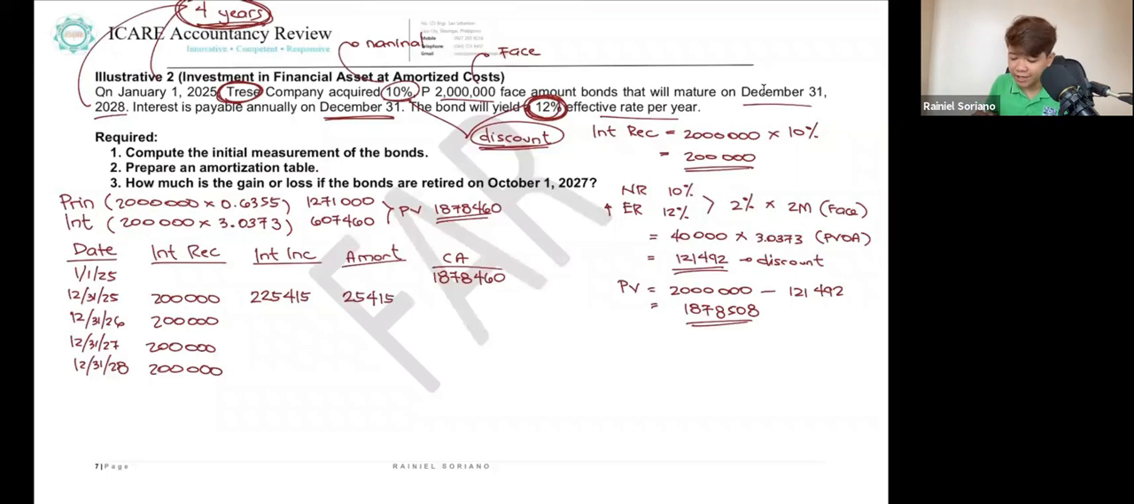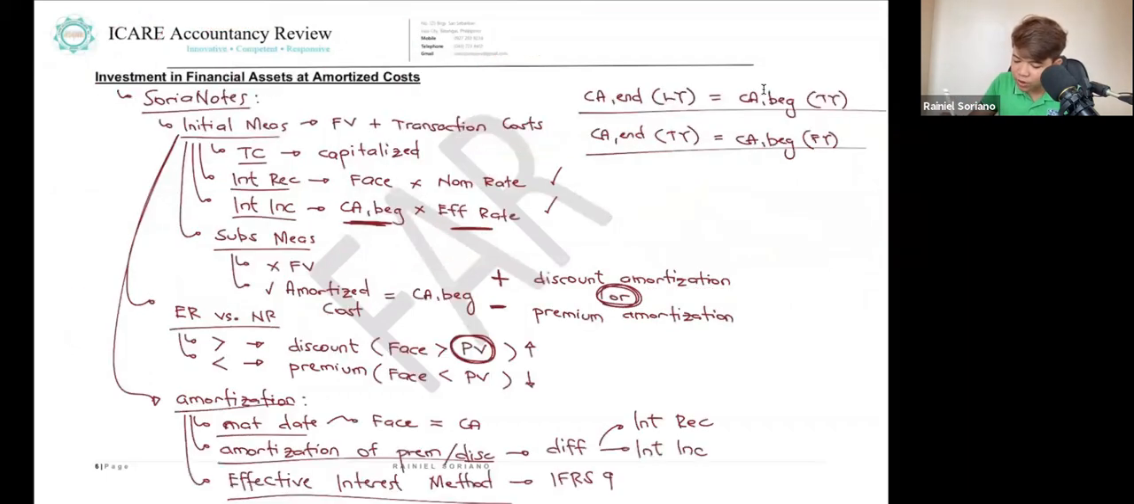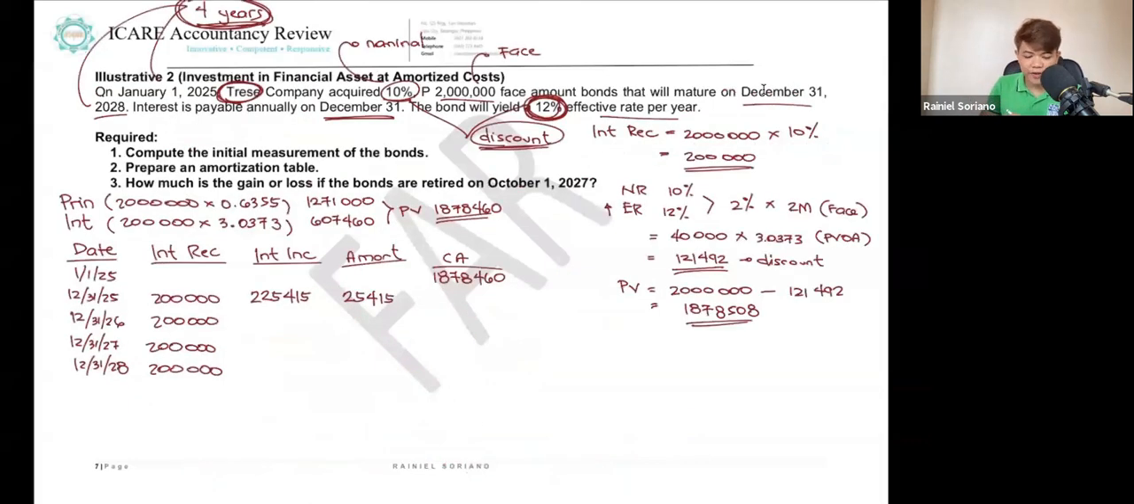Now, hear me out, guys. Anong meron? Well, kapag discount amortization, kailangan niyang i-add. Tama ba? So, i-add natin yung 25,415 sa 1,878,460 para ma-compute yung carrying amount. So, the carrying amount now is 1,878,460 plus 25,415, where this is equal to 1,903,875. Okay? Now, hear me out. Multiply mo ulit yan, 12%.